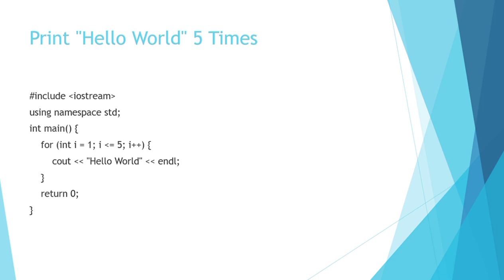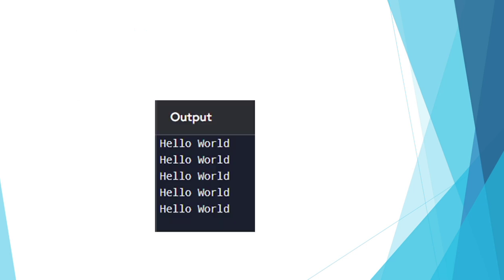Body of the loop. The cout object is used to output the string "hello world" to the screen. The insertion operator is used to stream the string into the cout object. The endl outputs a new line after the message, meaning that each hello world will be printed on a new line. After successful execution, the output of the program will be this.